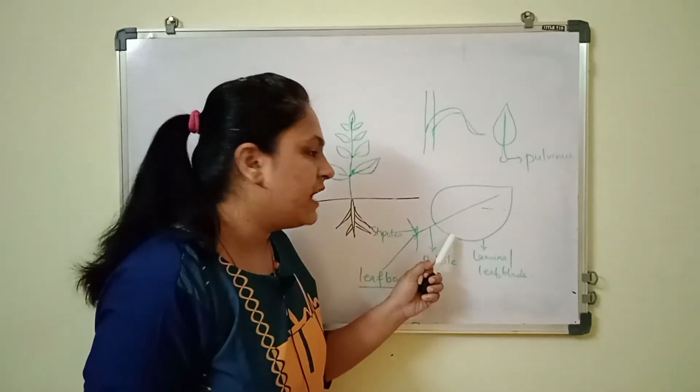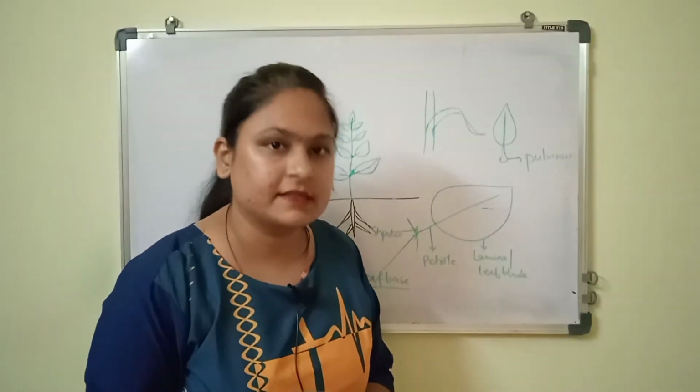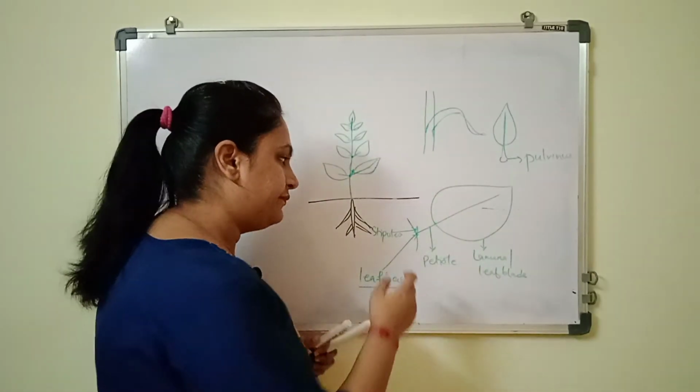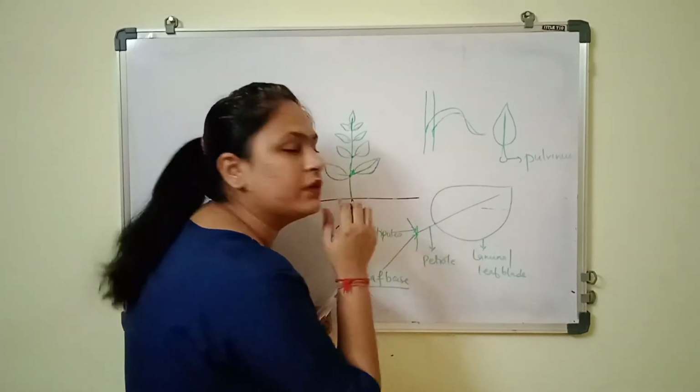Stipules. So the plant which bears these leafy outgrowths are called stipulate, and the leaves are called stipulate. Then the next one is petiole.